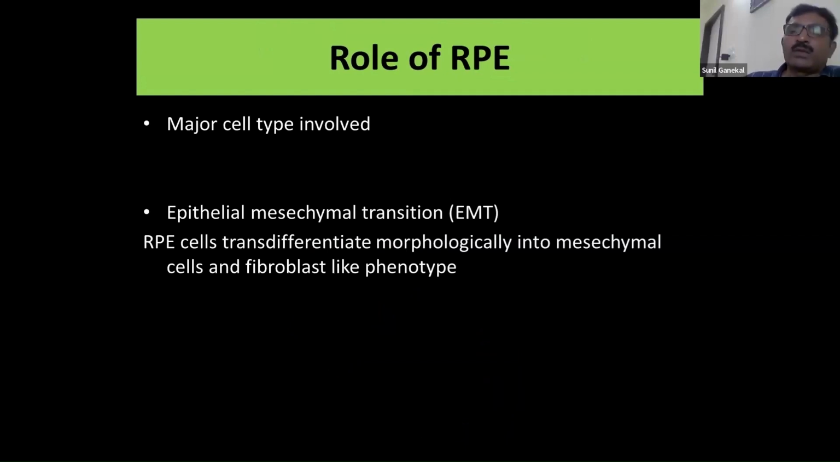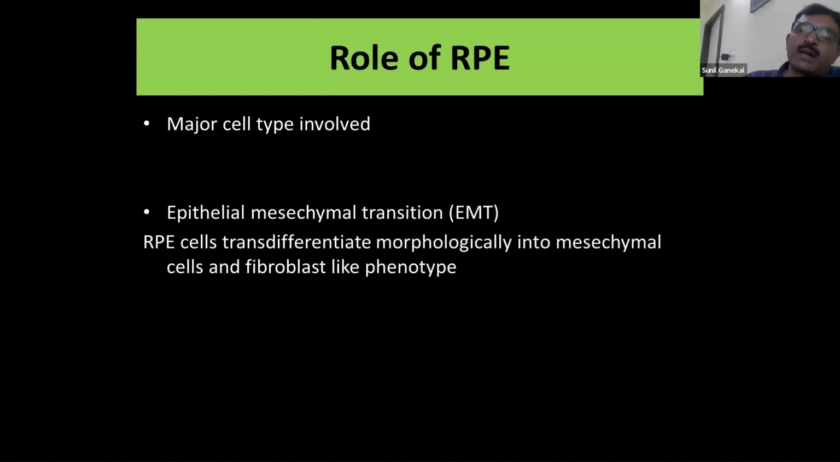The one important pathophysiological change one should remember is that whenever an RPE cell is released, it undergoes something called EMT. What is EMT? That is epithelial mesenchymal transition. That is, RPE cells from a physiological state morphologically change into mesenchymal cells and fibroblast-like cells.